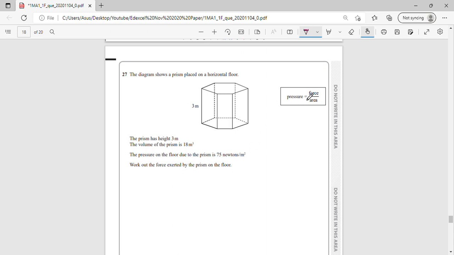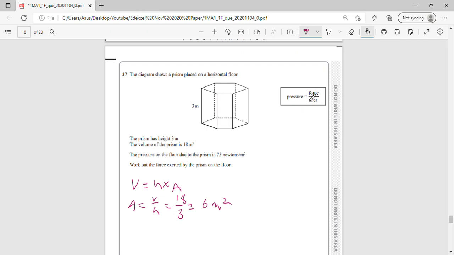So we know that pressure equals force over area. We know the height is 3 and the volume is 18. So we know volume equals height times area, so the area is going to equal volume divided by the height. It's going to be 18 divided by 3, which equals 6 meters squared.